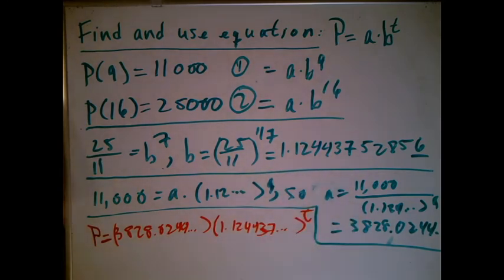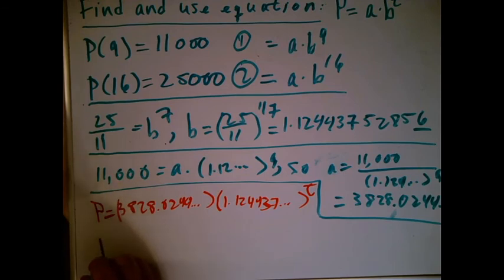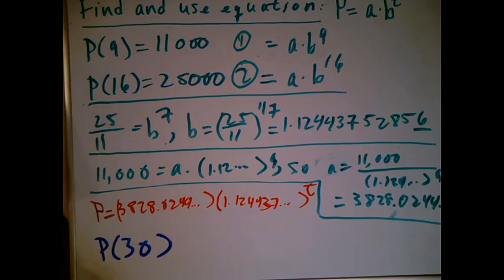So we have an equation for the exponential function. We haven't answered the question. The question was, what's the population going to be in 2030? So what we want to do to finish the problem is just find P of 30. When I take P of 30 and plug it into my formula for P on Desmos, I got this huge number.